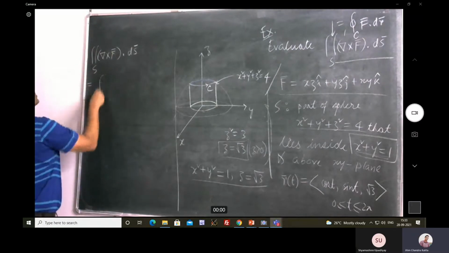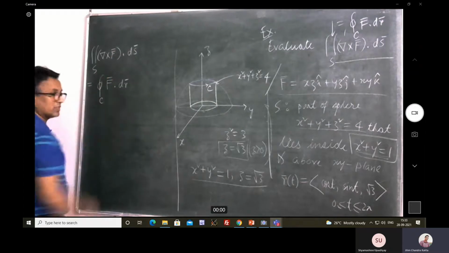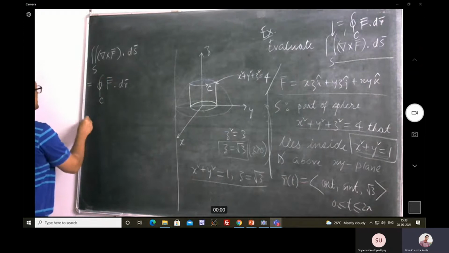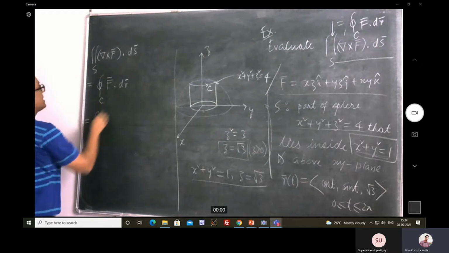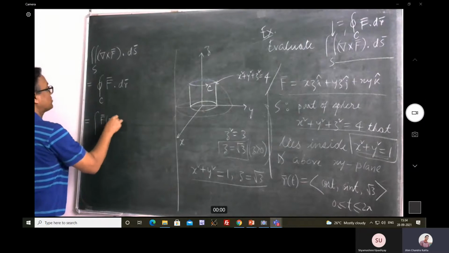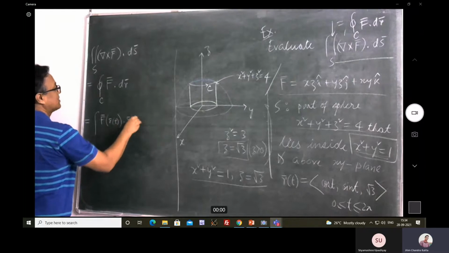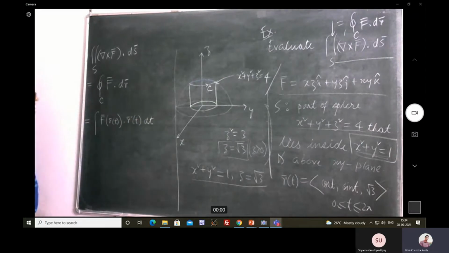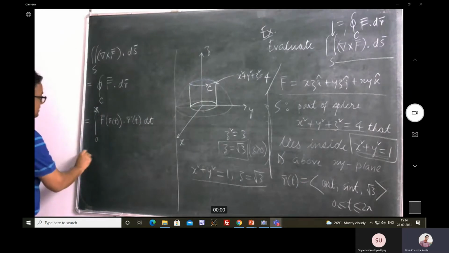Okay, so if I use Stokes' theorem, this is going to reduce to this. And then you know that this is nothing but integral from a to b, and then what you do? It is simply eventually your F as a function of t, and then dot r prime t dt. So here a is 0, b is 2 pi, fine? And so this is going to become integral from 0 to 2 pi.